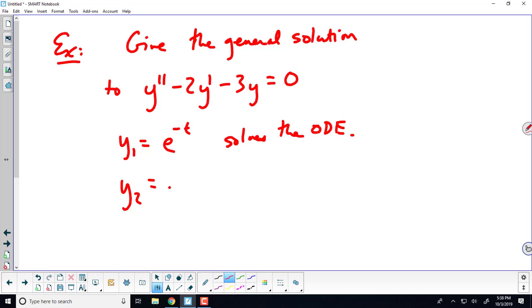e to the 3t. Let's just check that one. Notice that y2 prime is 3e to the 3t, and y2 double prime is 9e to the 3t. Plugging those in, that gives us 9e to the 3t minus 6e to the 3t minus 3e to the 3t, and sure enough, those all cancel.